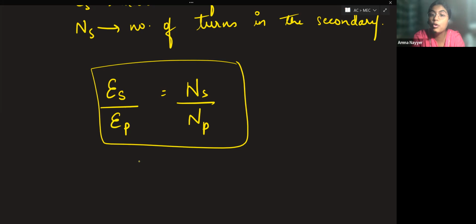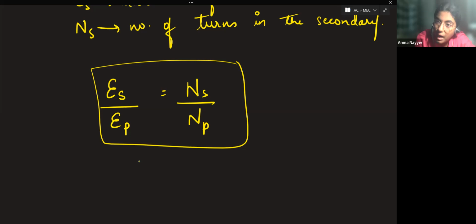How to remember the formula? The ratios in case of number of turns and EMF will both be the same. In the sense, whatever comes in the numerator will be the same for both. For example, if it is secondary in the numerator for voltage, then it will be secondary for the number of turns in the second part also.